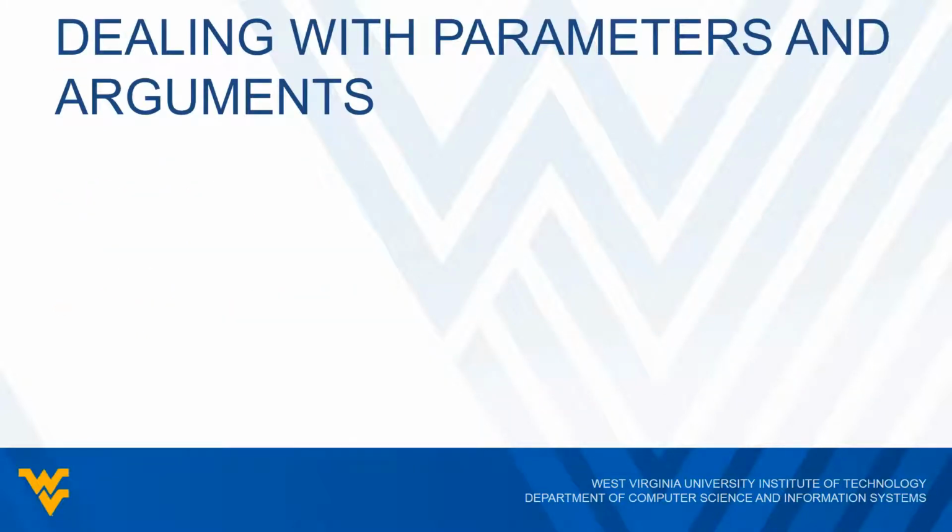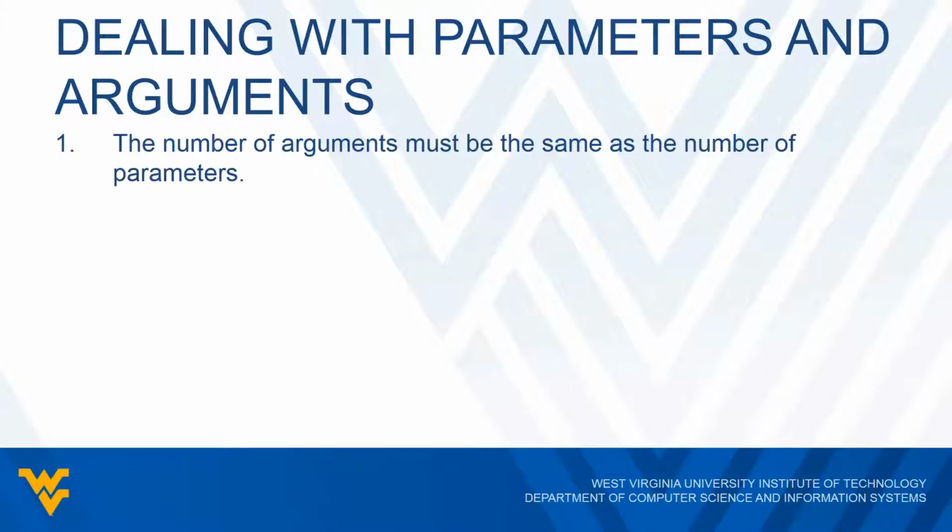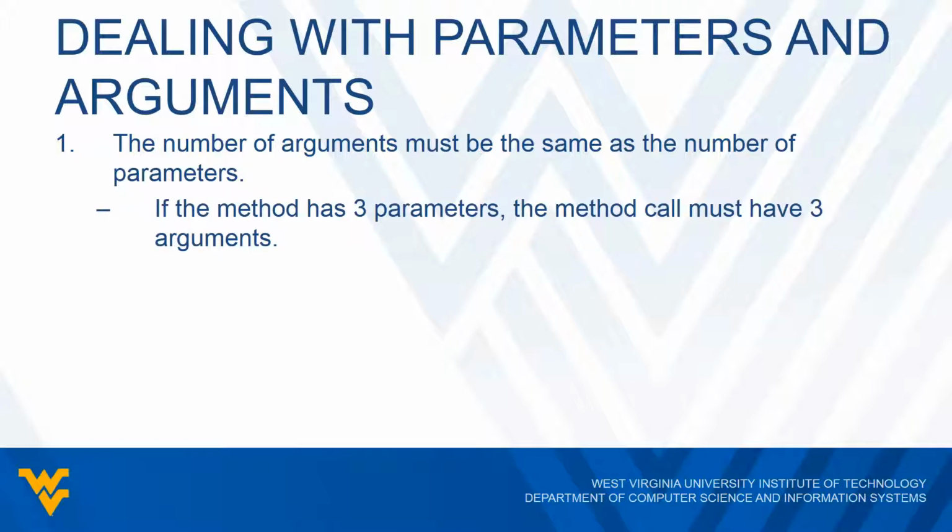Now, there are two important things that we need to keep in mind when we're dealing with parameters and arguments. The first thing to keep in mind is that the number of arguments must be the same as the number of parameters. So for example, if our method has 3 parameters, then our method call needs to have 3 arguments. If the number of arguments and parameters don't match, then we're going to get a compile error. We can't send 2 values as arguments if the method is expecting 3.